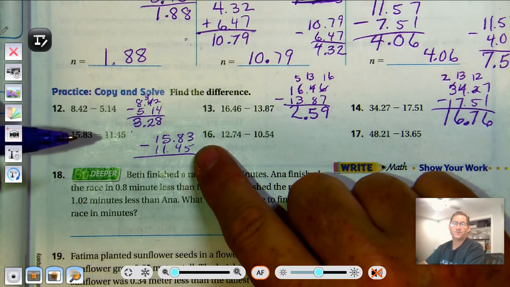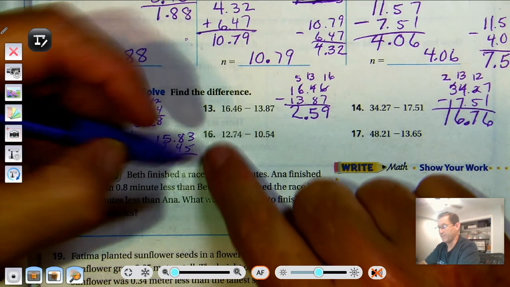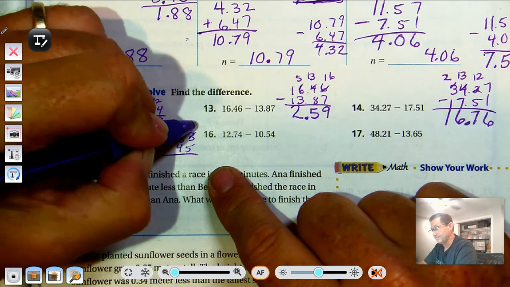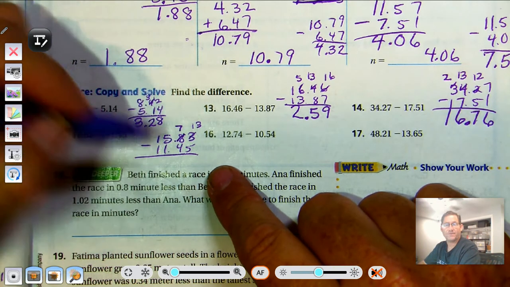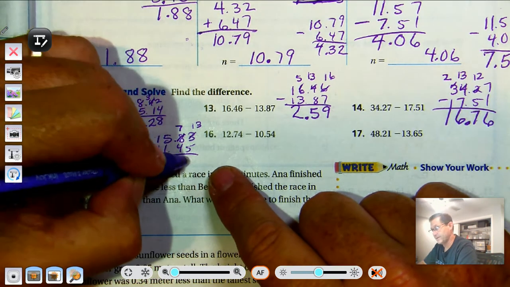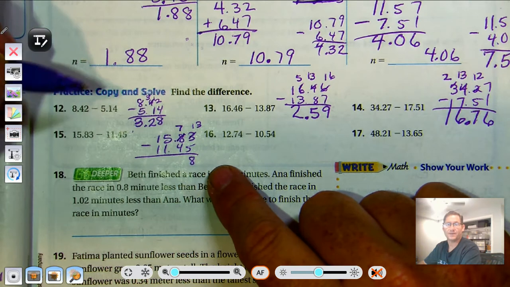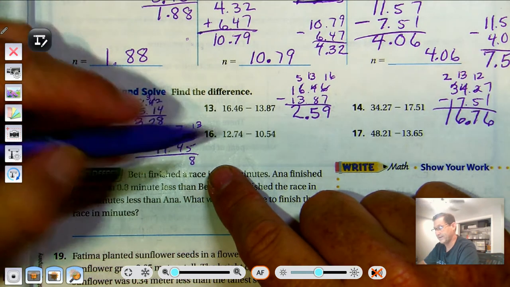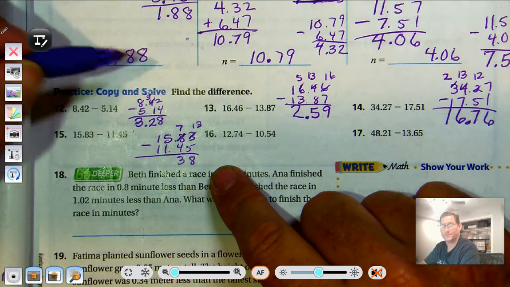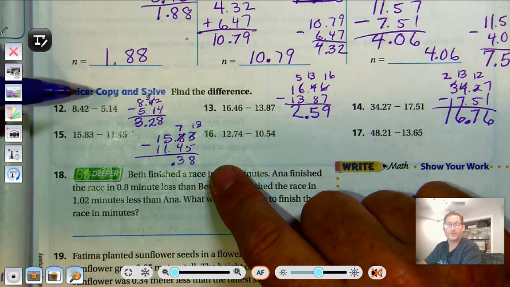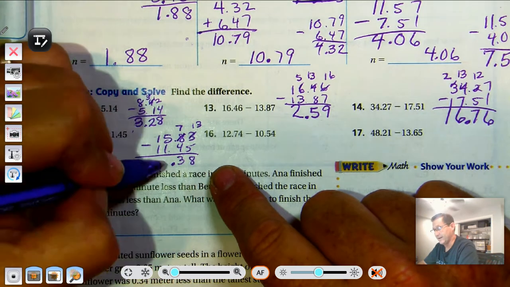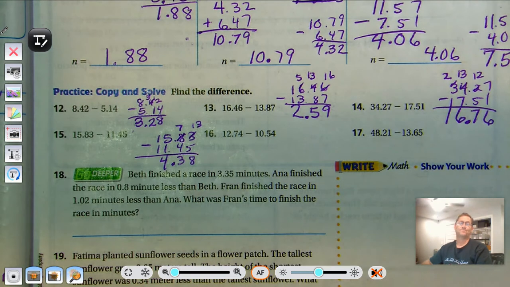Can you take 5 hundredths from 3 hundredths? No, so you have to regroup from the tenths. So 13 take away 5 hundredths is 8 hundredths. 7 tenths take away 4 tenths is 3 tenths. Bring your decimal point down, and 15 take away 11 is 4.